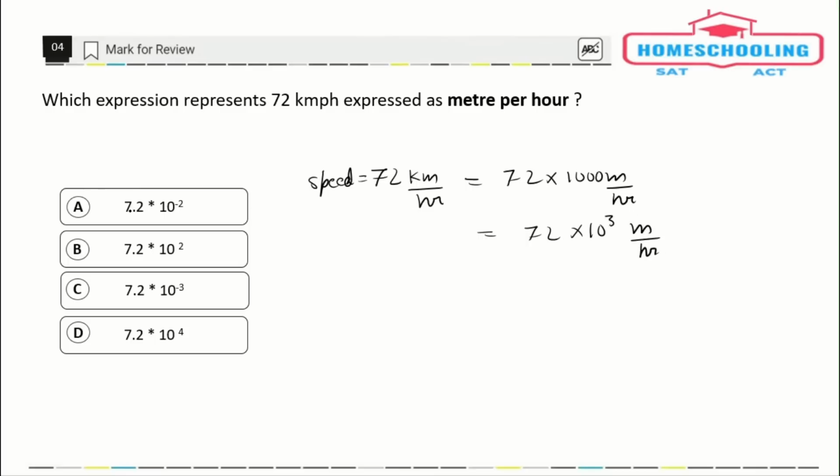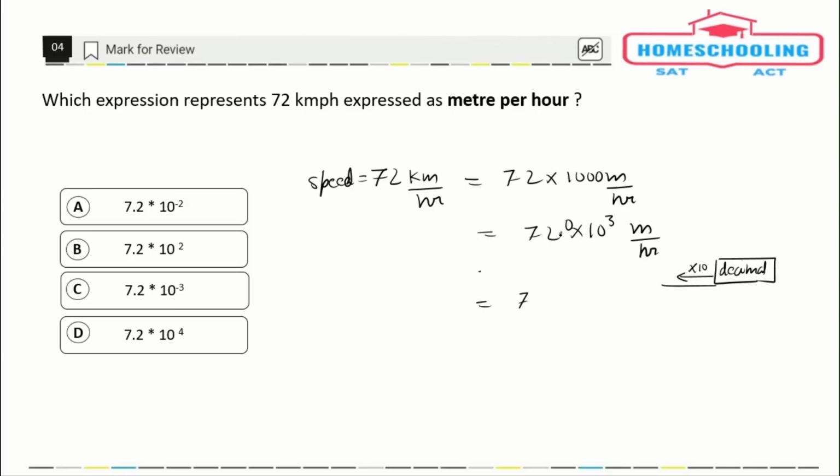Now as we can see, this is given as 7.2 and we are getting this as 72. So we can write this 72 as 72.0. As I have taught you in the basics, if a decimal point is there and we move that decimal one place to the left side, then it will get multiplied by 10.